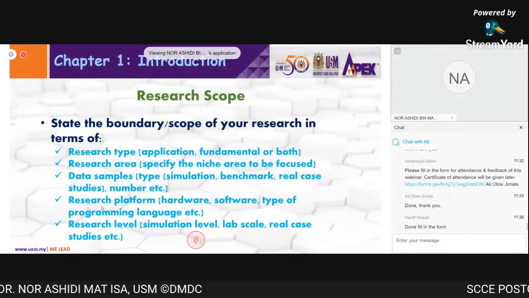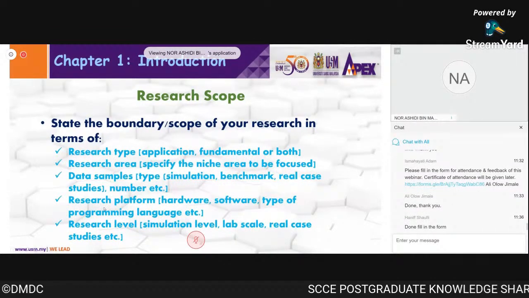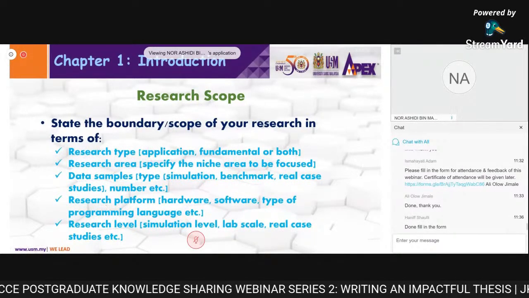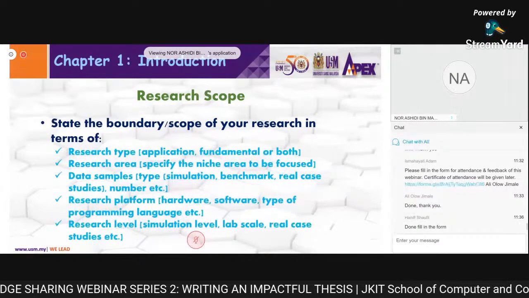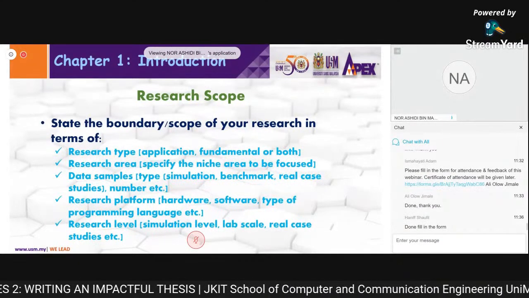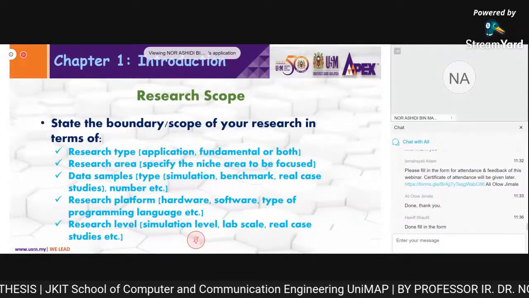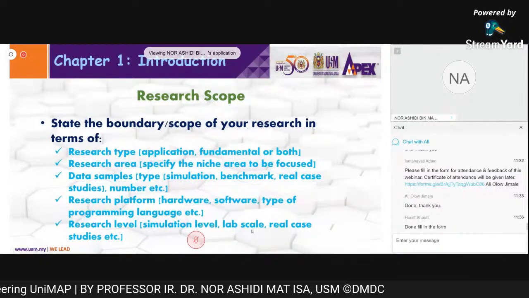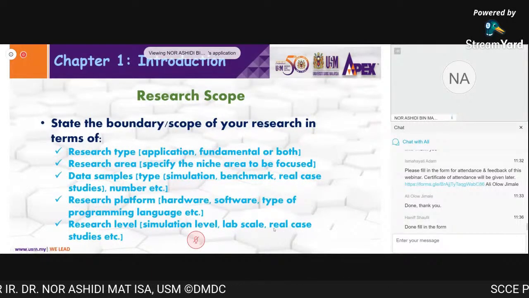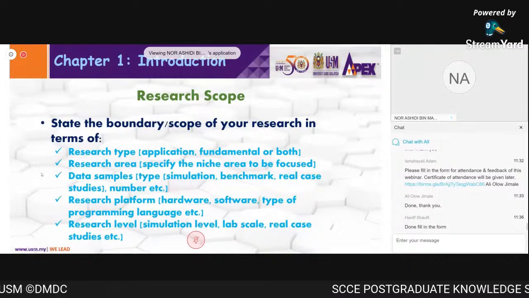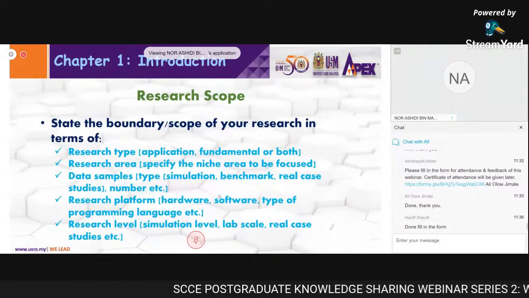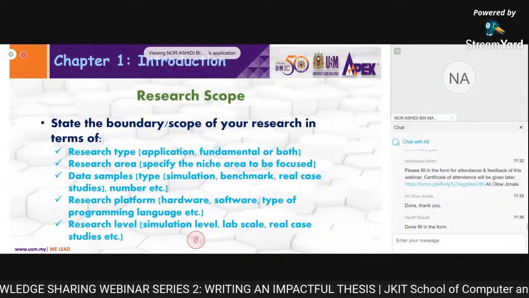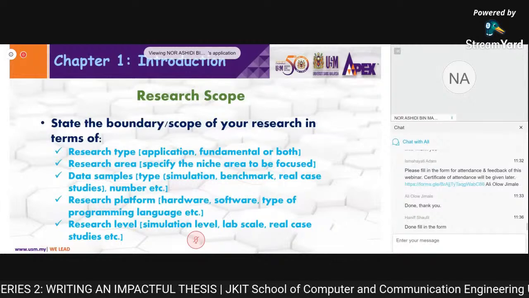Because my student's work is software, she must state and explain the programming languages to be used: MATLAB, C programming, or Python, and so on. Then the research level: is it until a simulation level, or a lab scale level, or do you also apply it to a real case study? All of this scope must be clearly stated in your research scope to give the idea to the examiners. This is only the boundary, so please do not go beyond this boundary.